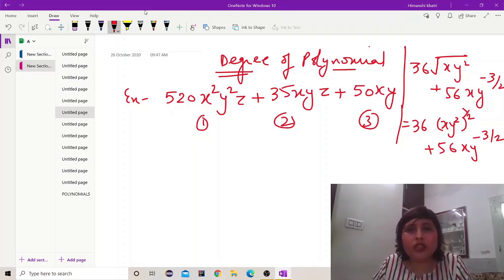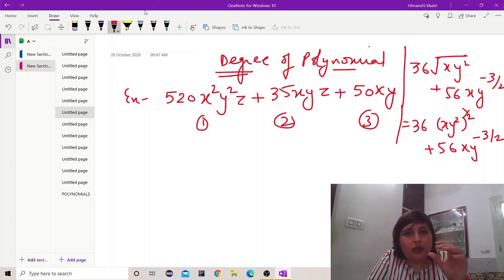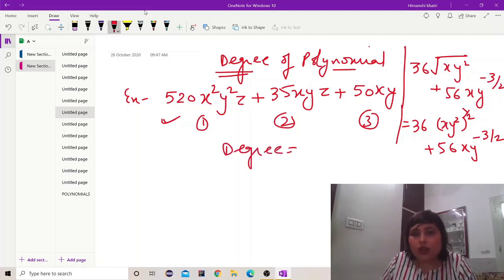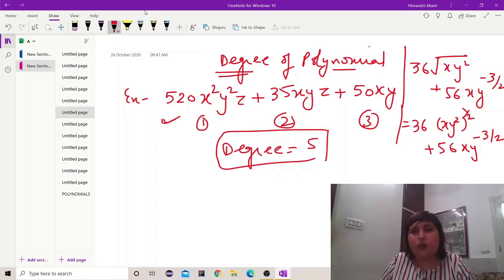Okay. Now coming on to the topic, the degree of a polynomial. The first step is to check the term which has the maximum number of variables in it. Now see, here we have 2 x, 2 y and 1 z. That means 5 variables are there here. 3 variables are here and 2 variables are here. So we choose this as our main term which has the maximum number of variables. Now count all the number of variables. We have 5 variables. So this becomes our degree of polynomial. So the degree of polynomial is 5. What is degree?